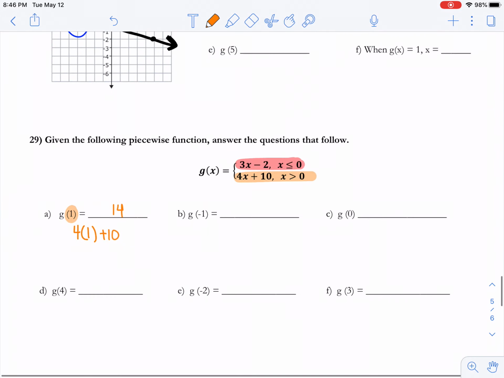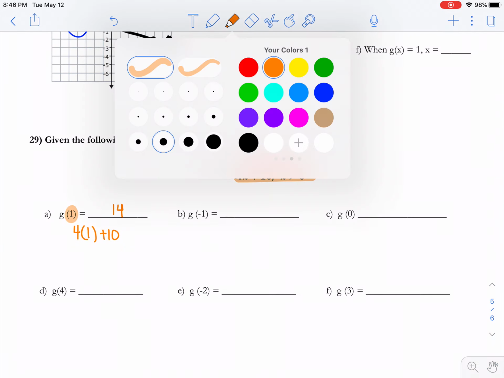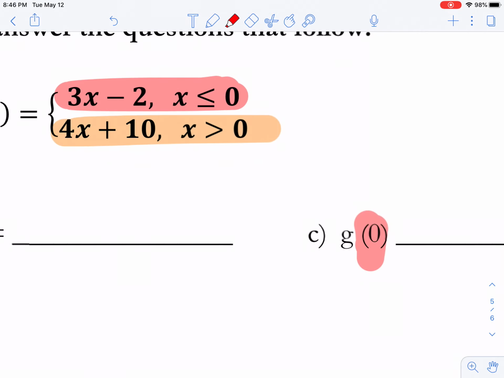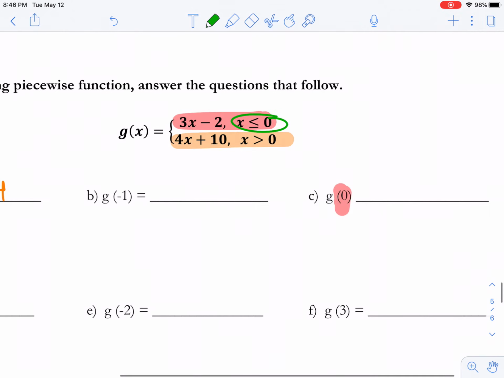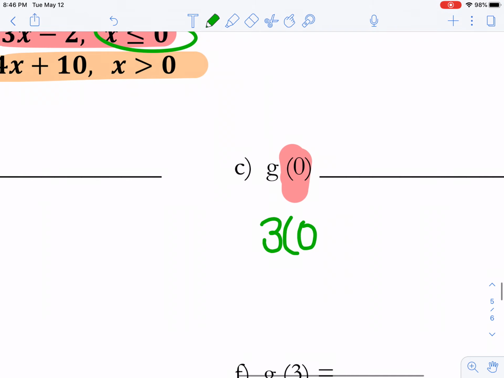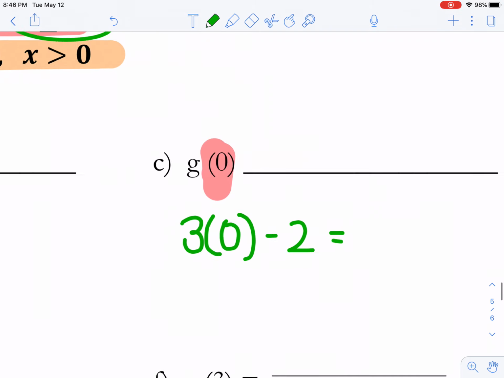So that's the answer. Now for the actual breaking point, 0, both of these have a 0. So which one do I plug into? The one that's underlined. So I'm going to plug into the red. So 3 times 0 minus 2 is 0 minus 2.